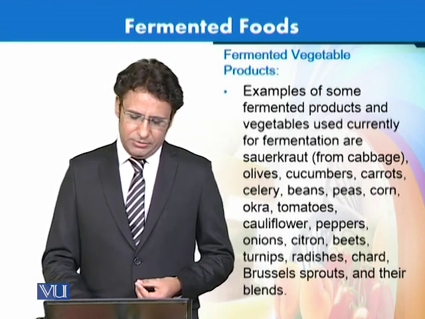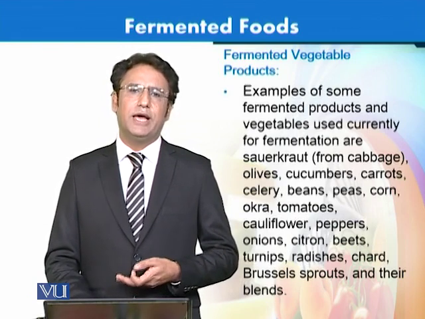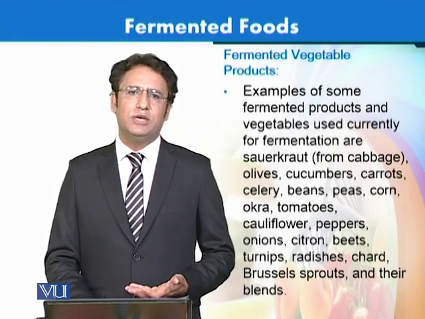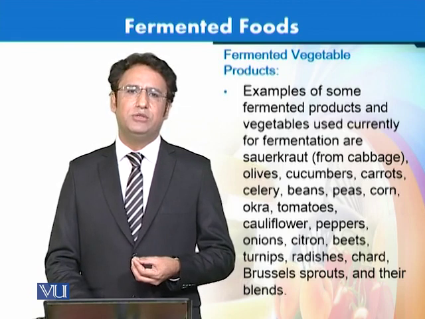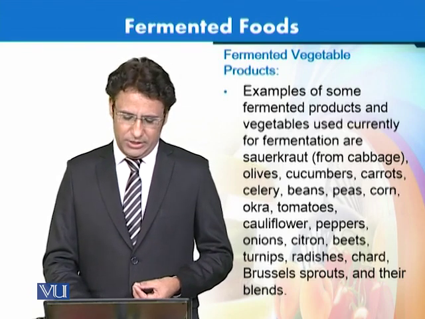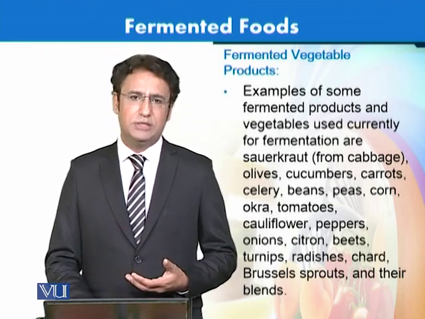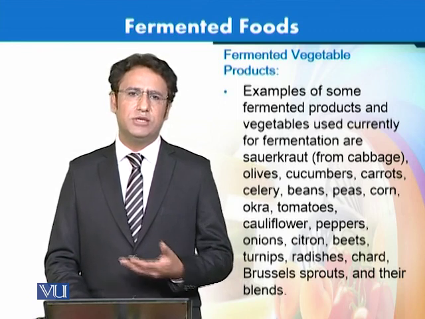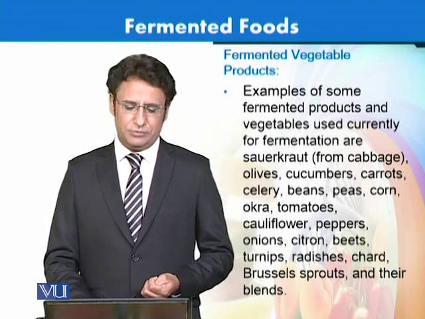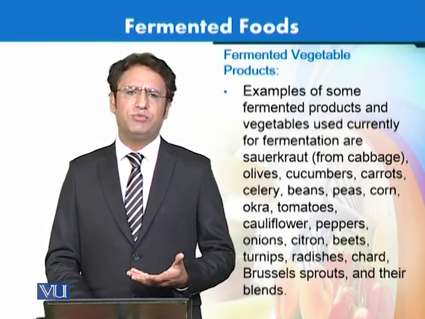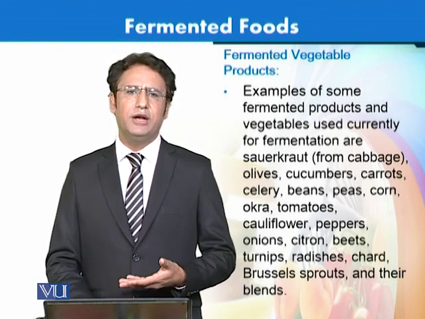Looking at some of the fermented vegetable products, we can use literally any vegetable for fermentation, but it depends upon the culture in which people use certain products. They might choose certain products to be pickled, such as peppers, cauliflower, cabbage, onions, citrus, beans, etc. There's a long list of vegetables and their products that can be used for fermentation. So these are the different types of fermented food that we normally see in the process industry and in our daily consumption.